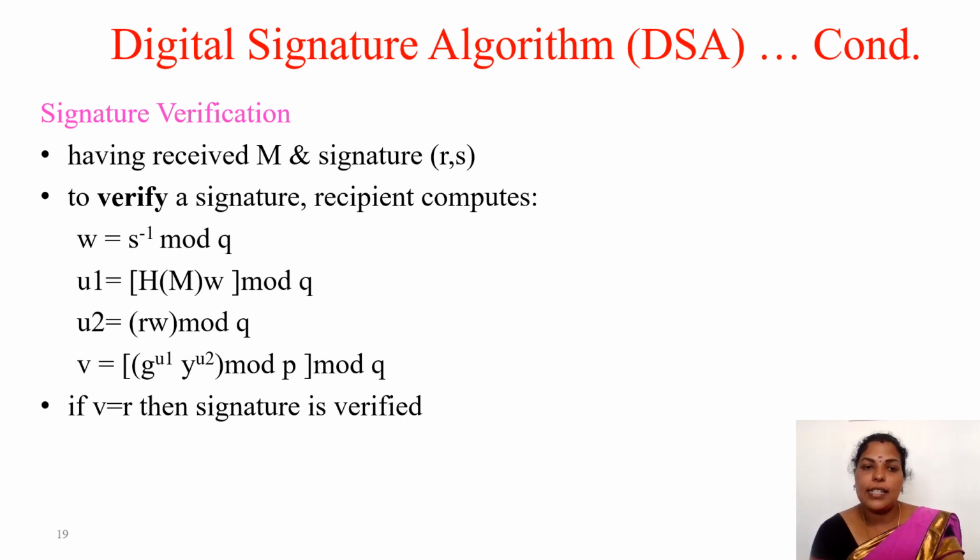Then how do we verify the digital signature using the digital signature algorithm? We receive the message M as well as the signature pair R, S. In order to verify a signature, the recipient computes W equal to S inverse mod Q, then U1 equal to H(M) times W mod Q, U2 equal to RW mod Q, and V equal to (G^U1 times Y^U2 mod P) mod Q. If V equals R, then the signature is verified. If it is not equal, then the received signature is not a valid signature.